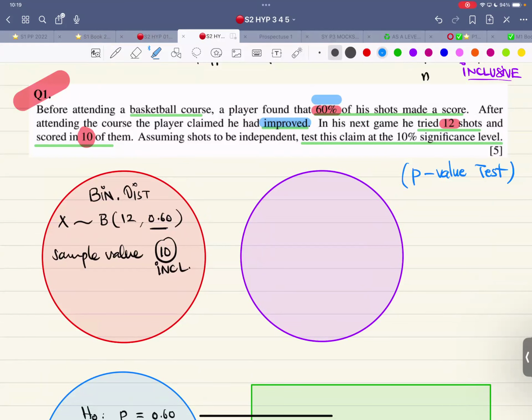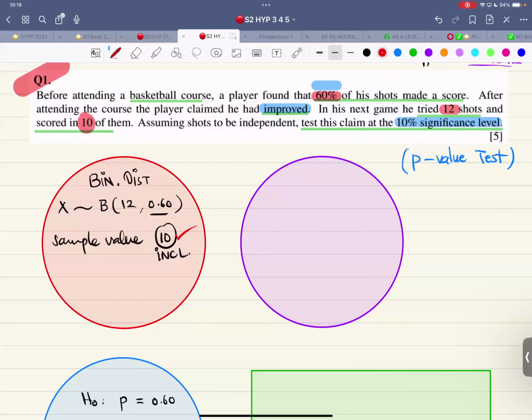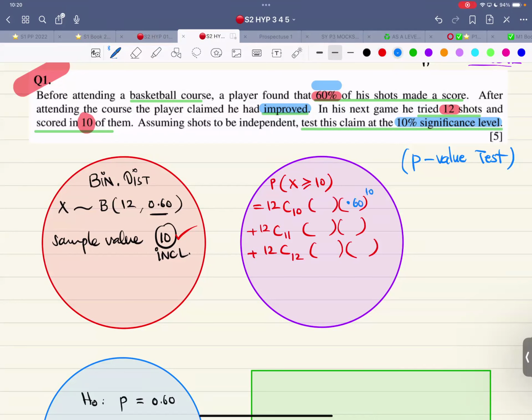Now, since the alternative hypothesis is in the greater direction, based upon this value, I'll do the calculation. Probability x is greater than or equal to 10, which is 12C10. I'll fill up the brackets, that's the way I write it. 12C11, and then 2 brackets, 1 for success, 1 for failure. Similarly, 12C12, success and failure. So I write the success at the end. So 0.60 goes over here with a power of 10, 0.6 goes over here with a power of 11, 0.6 goes over here with a power of 12.